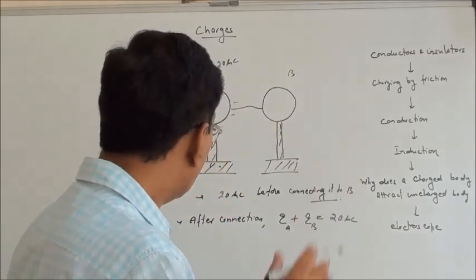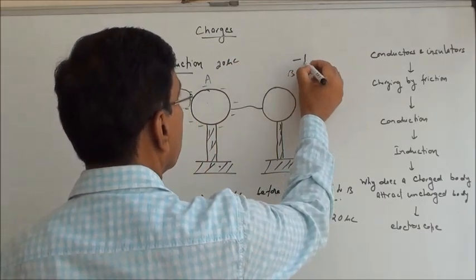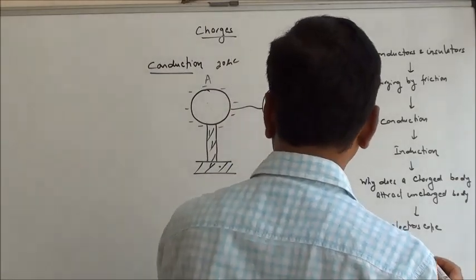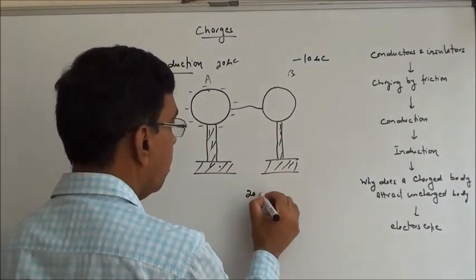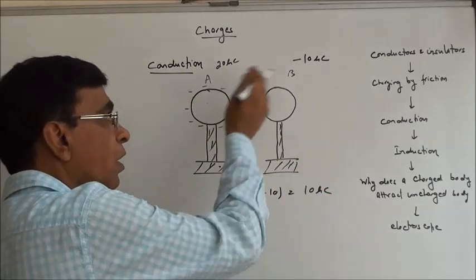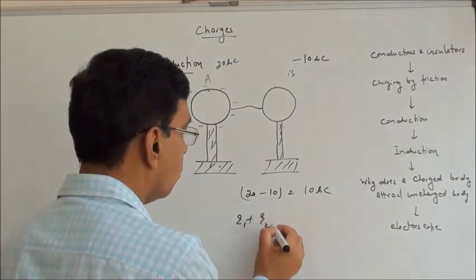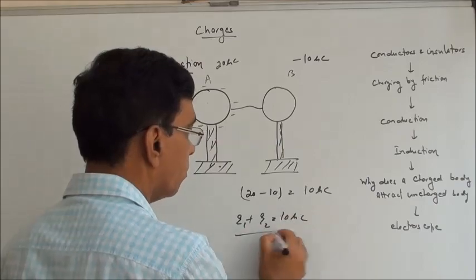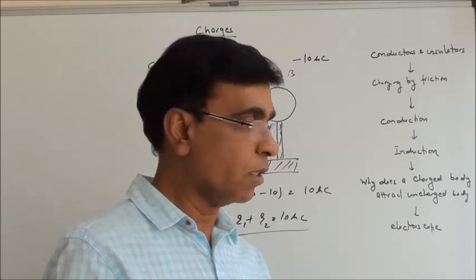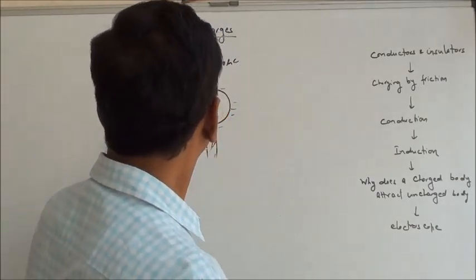For example, let's take another example. Suppose it has 20 microcoulomb and it has 10 microcoulomb. So what is the net charge before being connected? It is 20 minus 10, so it is 10 microcoulomb. After we connect them, even then the net charge on Q1, Q2 will be 10 microcoulomb. How will it be divided? As I told you, it depends on the shape, size, and all that. So this is conduction. There is another method.